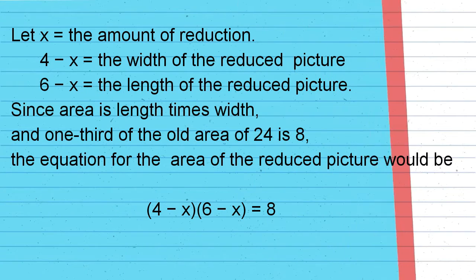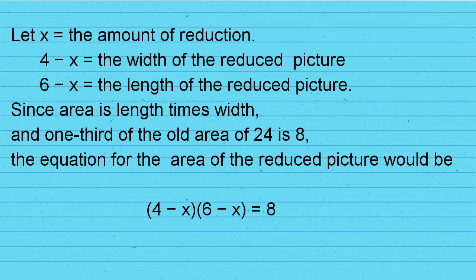So let x be the amount of reduction, 4 minus x be the width of the reduced picture, 6 minus x be the length of the reduced picture. The equation for the area of the reduced picture would be the quantity of 4 minus x times the quantity of 6 minus x equals 8.